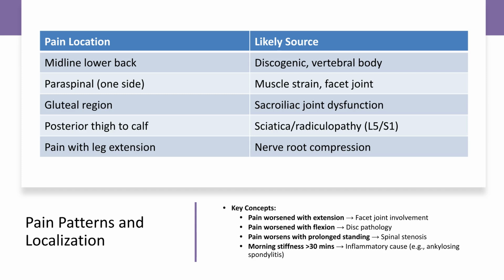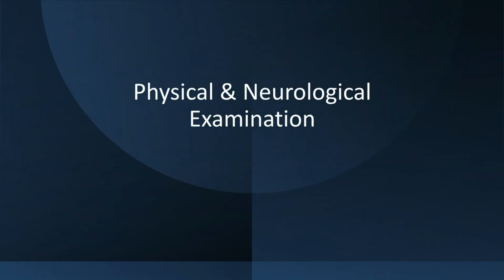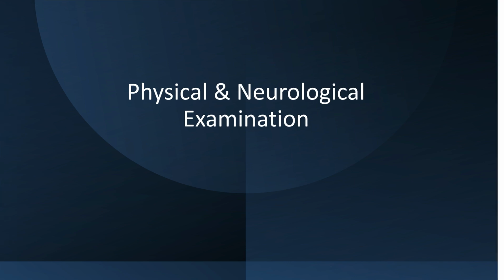Midline pain often suggests disc pathology, while paraspinal pain suggests muscle strain or facet joint issues. Pain with extension suggests facet joint involvement, while pain with flexion points to disc pathology. Morning stiffness over 30 minutes suggests an inflammatory cause. We now transition to the physical and neurological examination necessary for evaluating spinal pain.